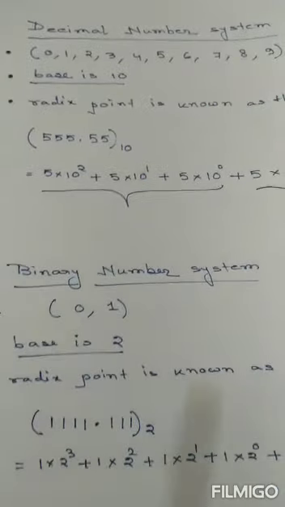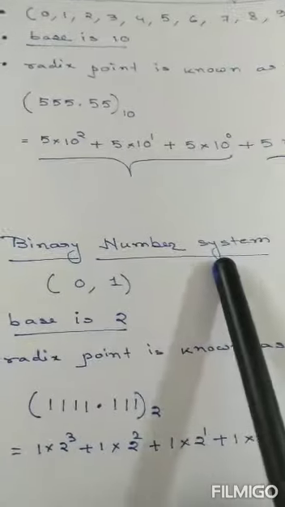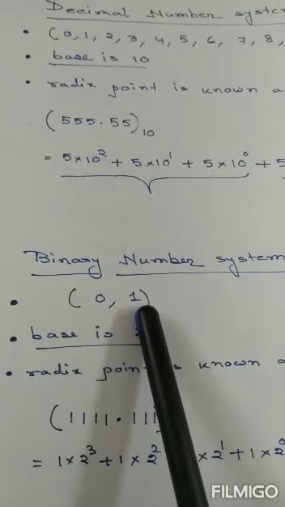Now come to the binary number. A binary number consists of only two digits, that is 0 and 1.